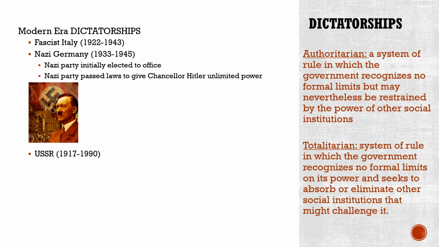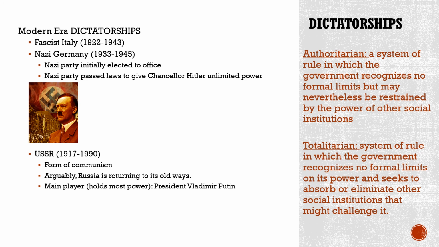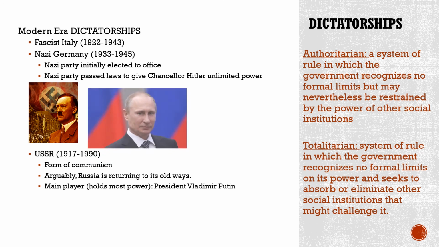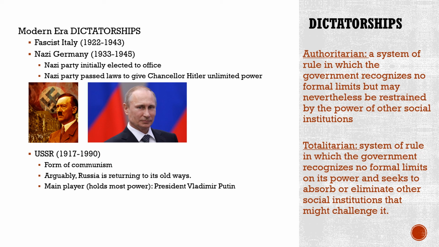The USSR from 1917 to 1990. They have a form of communism, not pure communism, but a form of it. Arguably, Russia is returning to its old ways. You see Vladimir Putin constantly switching the economy over to government regulated, government promoted, etc. And he still assumes control and controls much of the economic development.